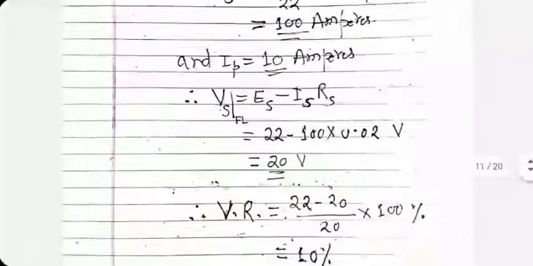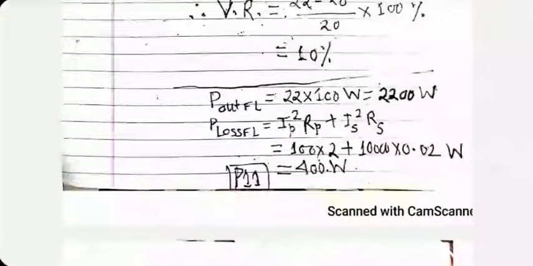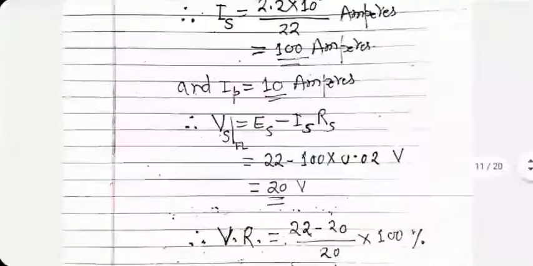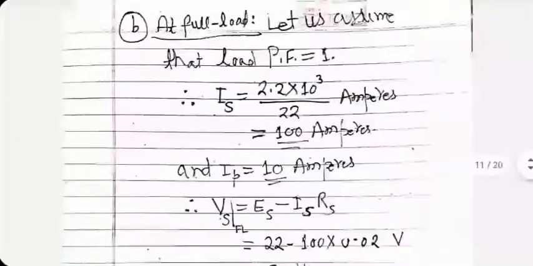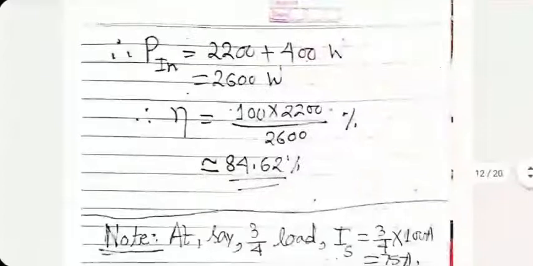As far as efficiency is concerned, you take the output power at full load, which is 22 volt multiplied by 100 amperes. Power factor is 1. So 2200 watt is the output power. Losses will be IP square RP plus IS square RS. And put the value for various things. You get losses as 400 watts. So input power will be 2200 watt plus 400 watt, which is 2600 watt. And now take the ratio of the two powers. 84.62% is the power efficiency.